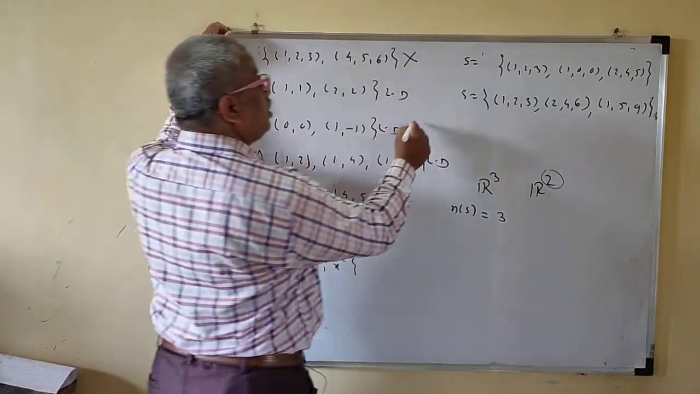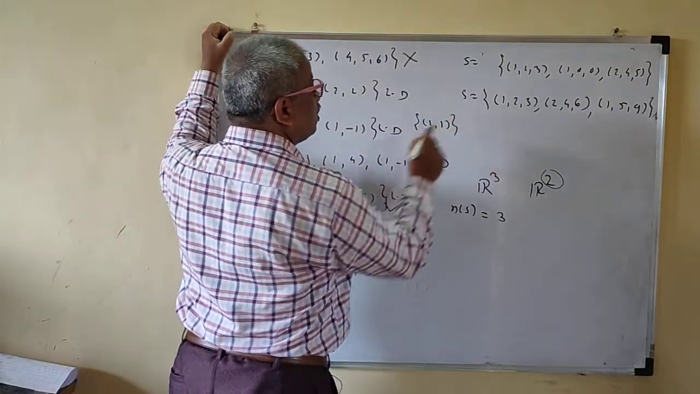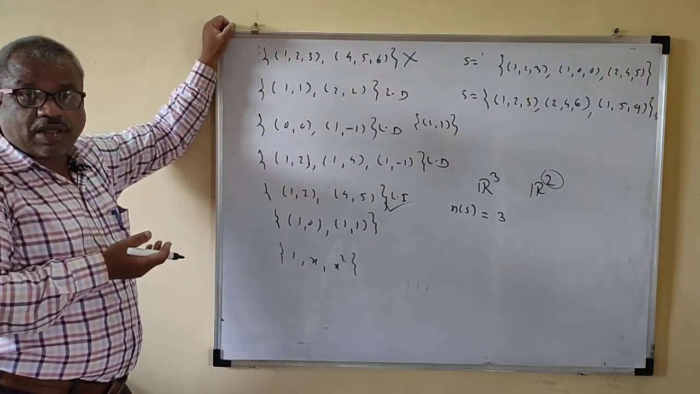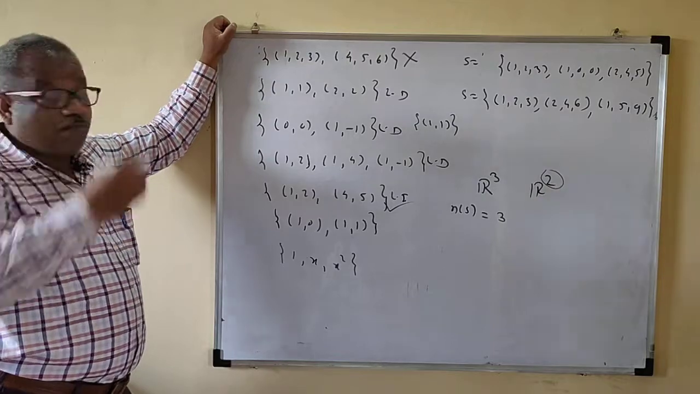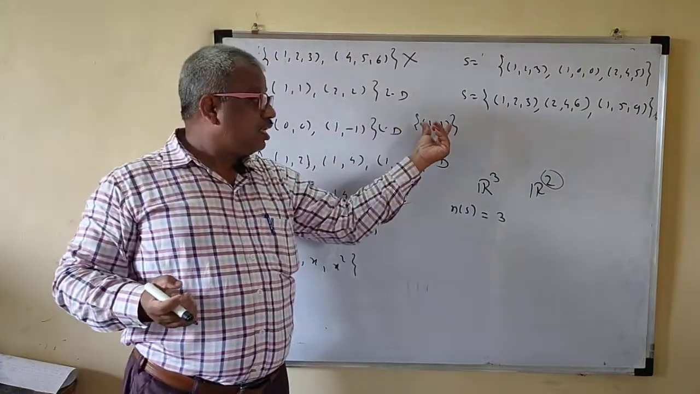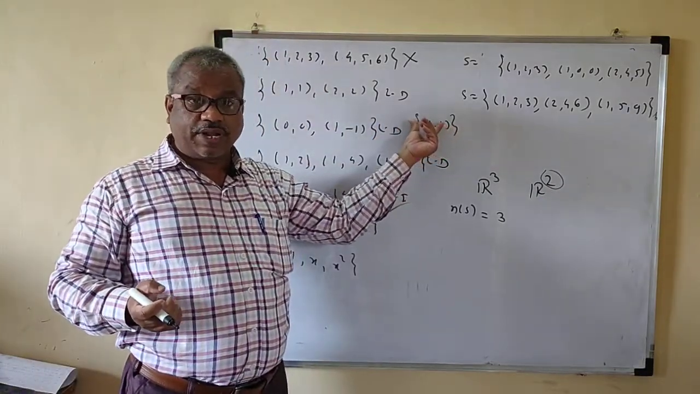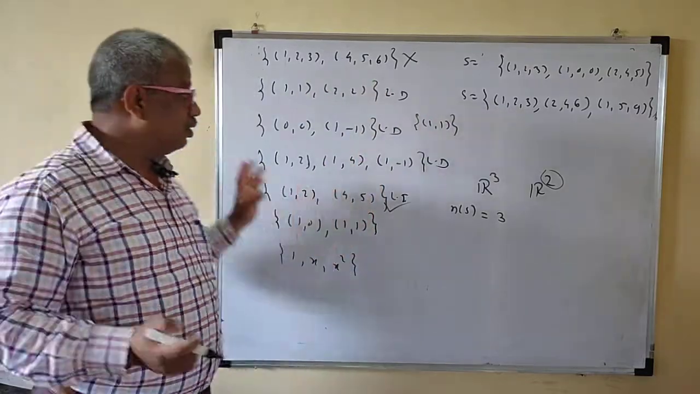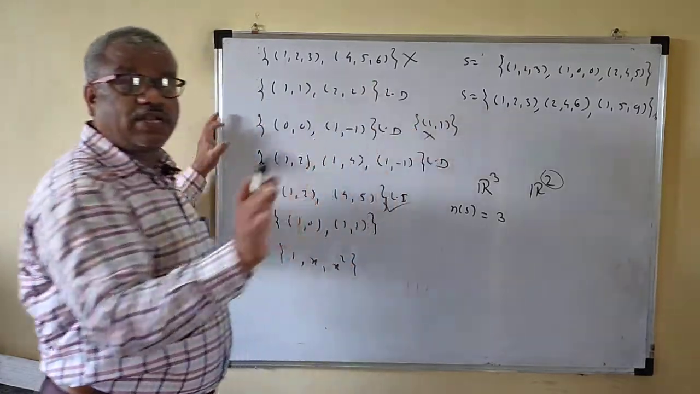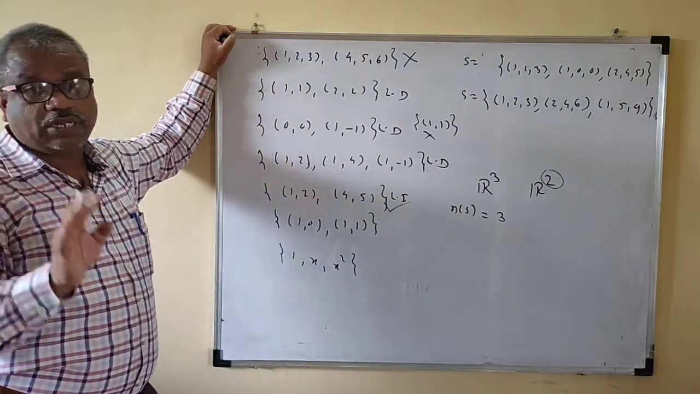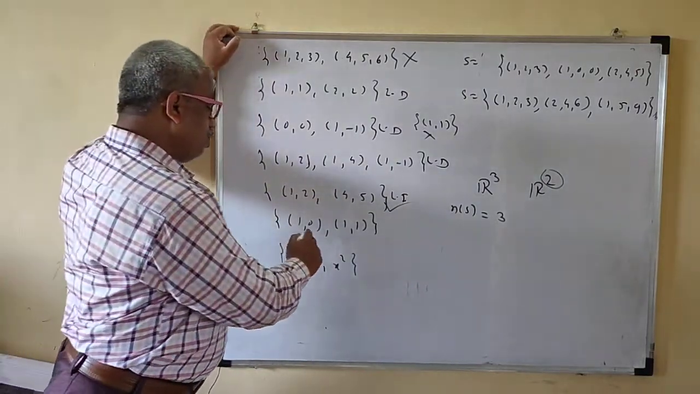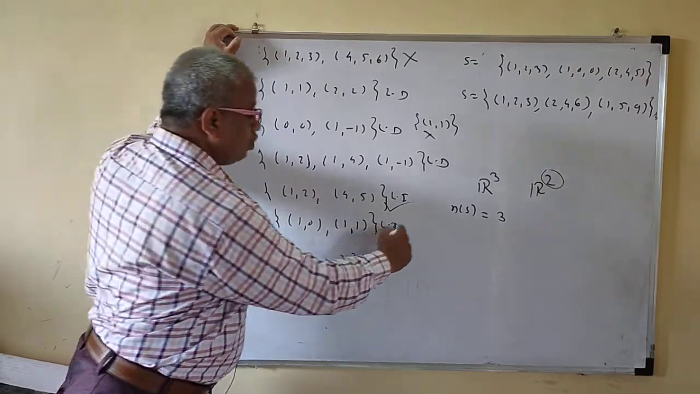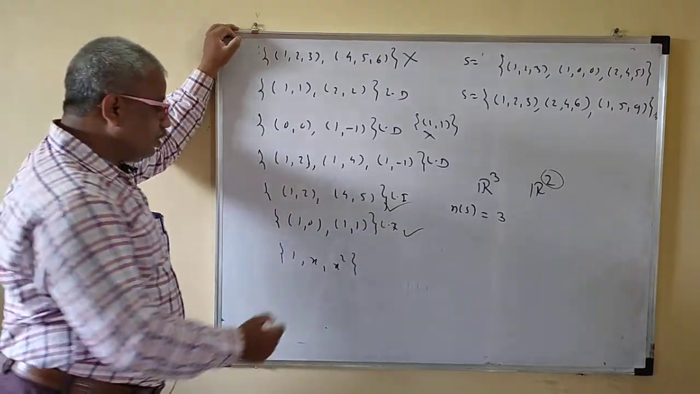Now see, if you consider this (1, 1), this is linearly independent because it is a non-zero vector. This is a subset of R2. This is linearly independent, but it contains only 1 vector, not 2 vectors. So this is not a basis. It is a linearly independent subset of R2, but it is not a basis. Here also, this is linearly independent and contains 2 vectors, so this is a basis.